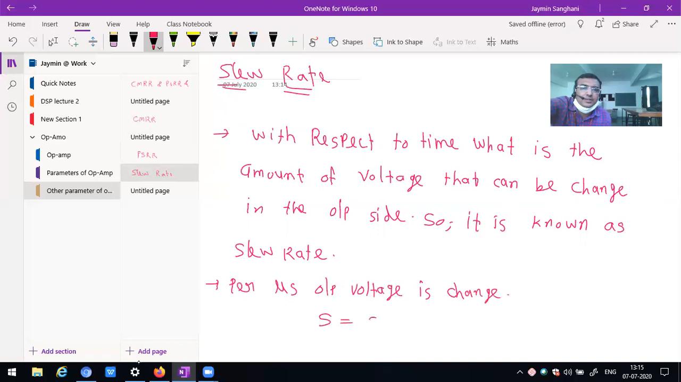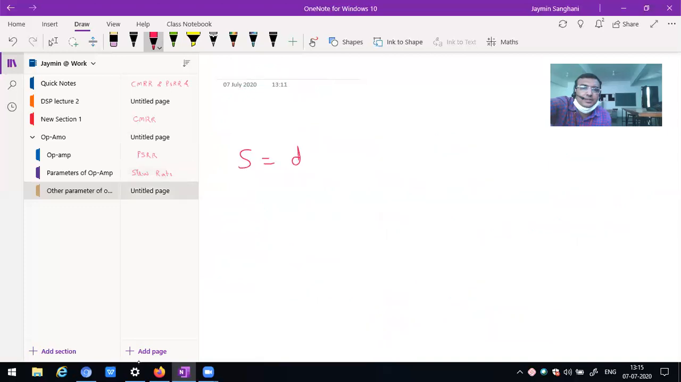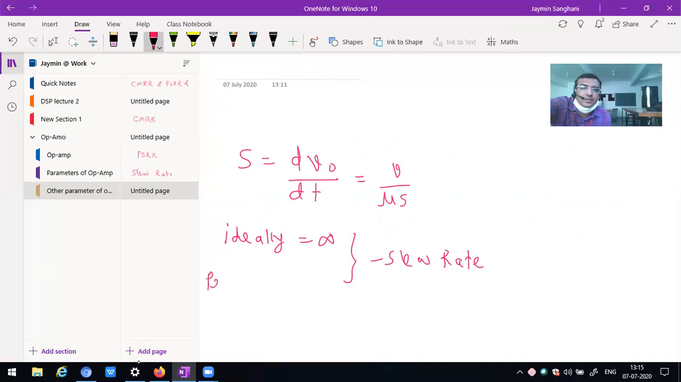So S equals the change in output voltage with respect to time, dV0 divided by dt, and the unit is volt per microsecond. S equals dV0 divided by dt, known as volt per microsecond. Ideally it is infinite slew rate, and the practical value is 0.5 volt per microsecond. Per microsecond, 0.5 volt change.